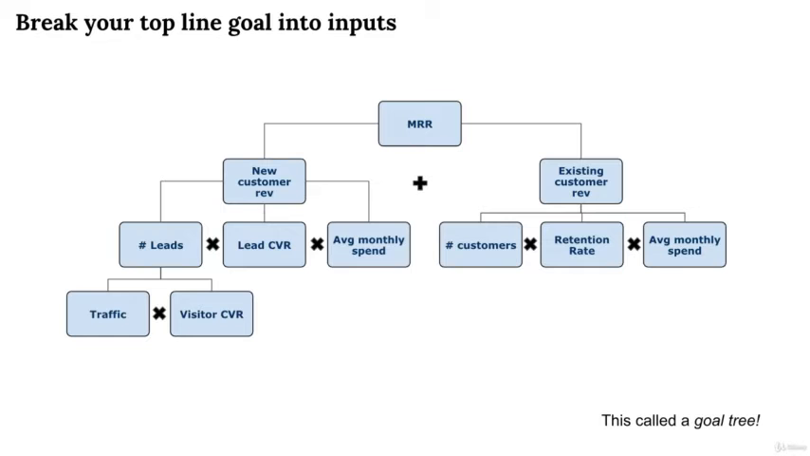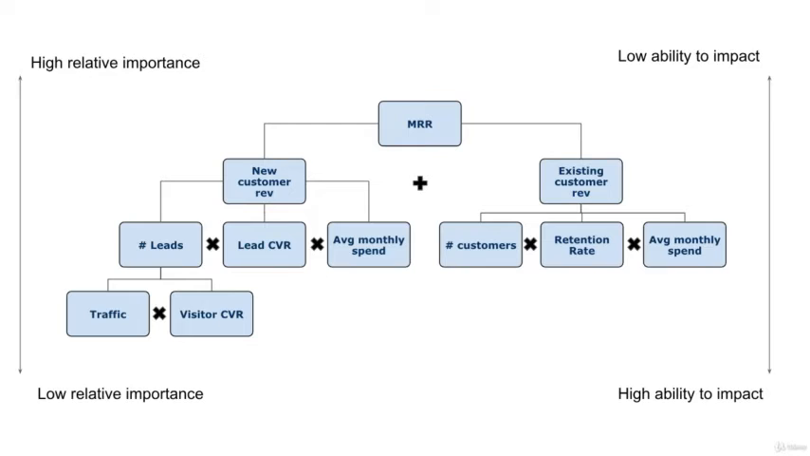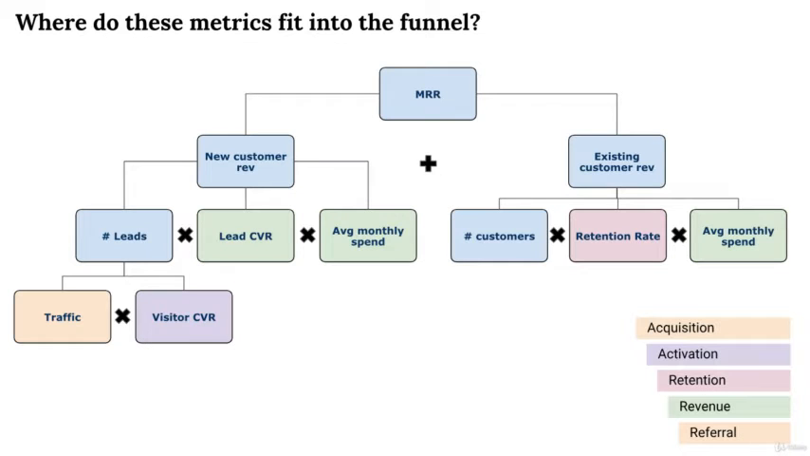So this diagram here is called a goal tree, and it's really useful because it allows us to see what all the inputs into a big lofty goal are. Metrics at the top are more important to us, but they're much harder to impact. It's pretty hard to figure out how we might impact monthly recurring revenue in a given month. However, on the bottom, metrics like traffic in and of itself aren't super important to the business, but it's pretty easy to come up with ways to increase traffic in a given month. So where do these metrics fall into the funnel?